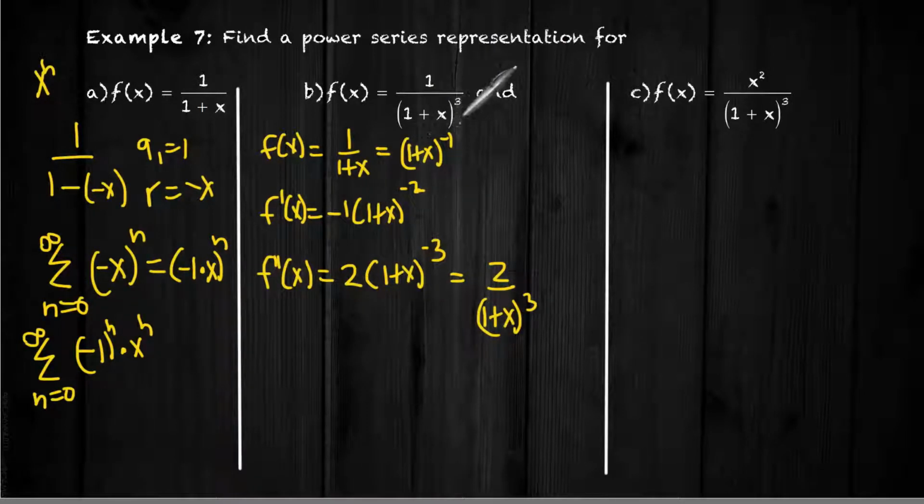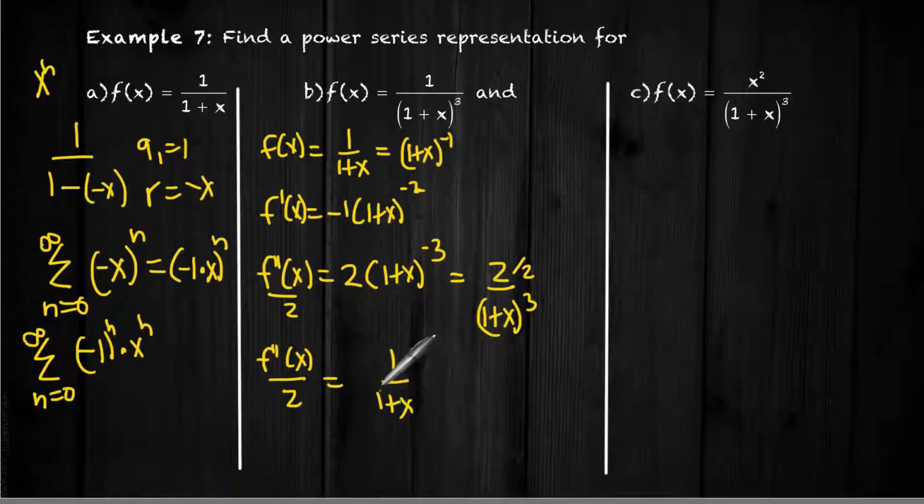Okay, it looks very similar to the function that we're trying to write a power series for. However, we have a 1 here and we have a 2 here, so we're just going to divide by 2. So we get f double prime of x divided by 2 is equal to 1 over 1 plus x cubed. And so this is our approximation for f double prime of x over 2. And so now what we want to do is take the general term and take multiple derivatives of that.